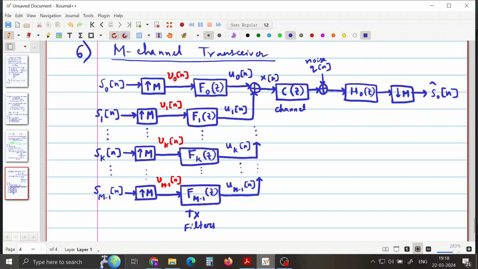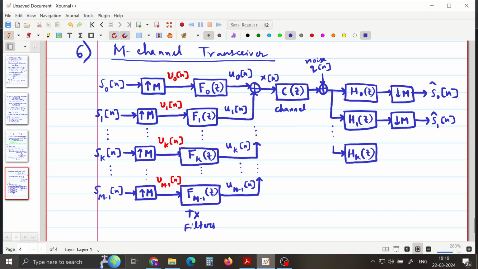Similarly, for the next branch, you have H1 of z, followed by a downsampler. That gives you S1 hat of n, and so on. There will be some intermediate branch, the k plus 1th branch basically, which is hk of z, followed by the downsampler.